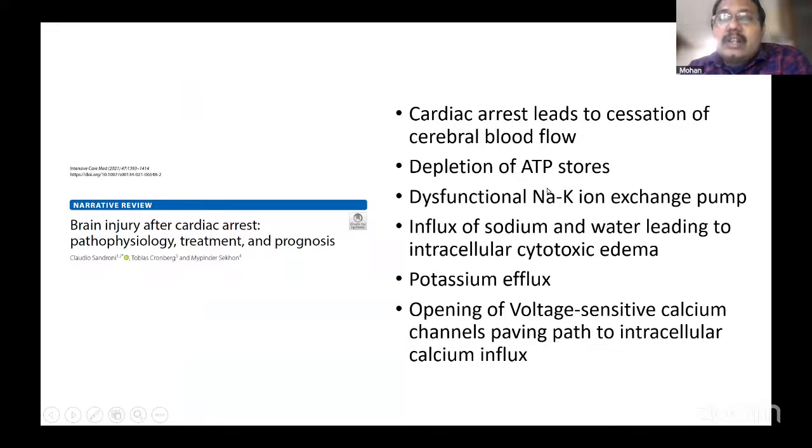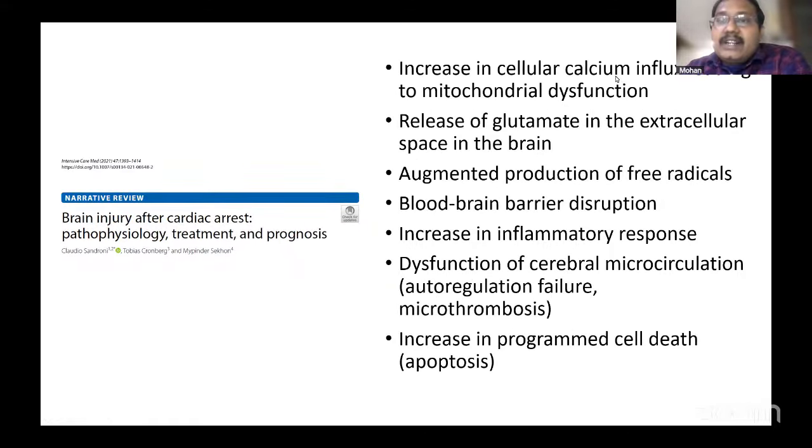Once they become dysfunctional, the neuron takes in a lot of sodium and water, leading to cytotoxic edema. Apart from the influx of sodium and water, there is a potassium efflux. Now the polarity of the neuron changes, and it leads to opening of voltage-sensitive calcium channels. That brings calcium into the picture. Calcium gets inside the cell, and once it is inside, it doesn't sit quiet. It causes mitochondrial dysfunction.